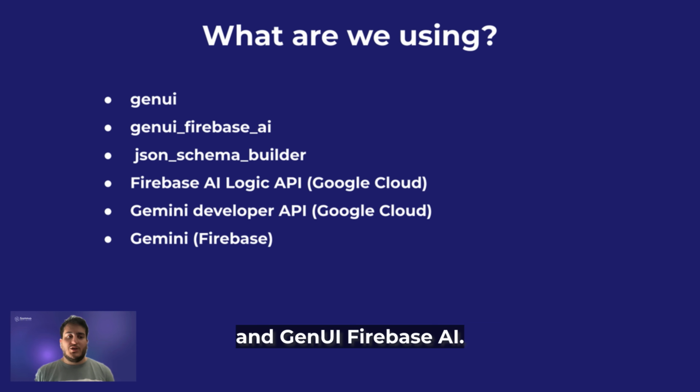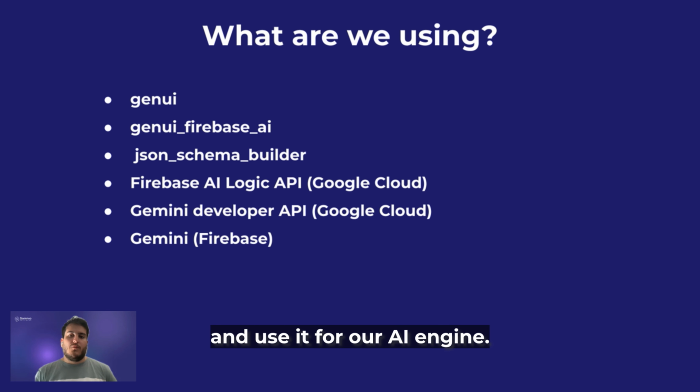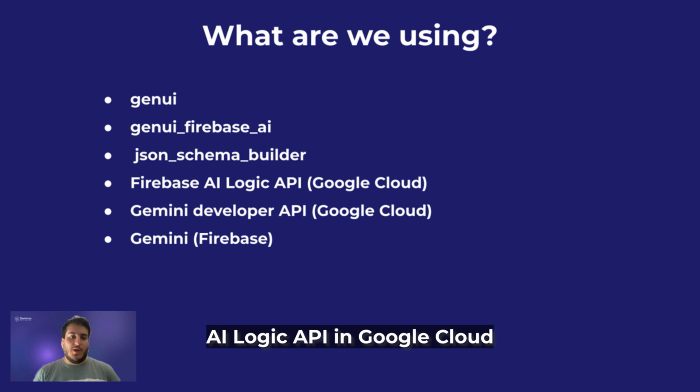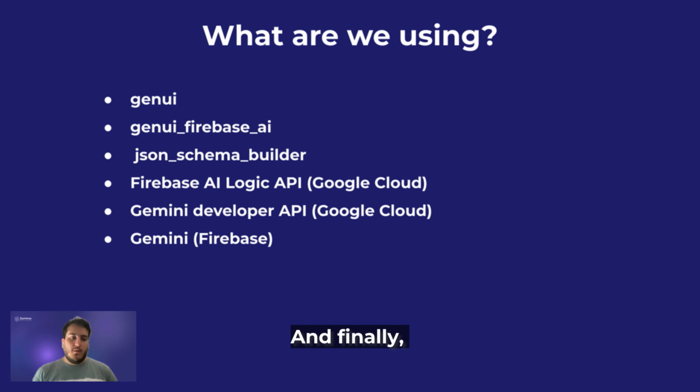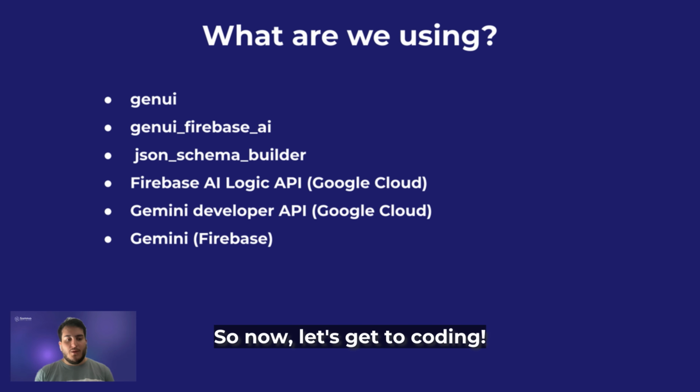So what are we going to be using to make this application? We're going to be using GenUI and GenUI Firebase AI. GenUI Firebase AI is what we are going to be using to connect to Gemini and use it for our AI engine. Then JSON schema builder, we're going to use that to tell our catalog items what we are going to be sending them from the answers from Gemini. I'll get deeper into that later. And then we need to enable Firebase AI Logic API in Google Cloud, and also Gemini Developer API in Google Cloud. And finally, you need to enable Gemini API in Firebase. All right, so now let's get to coding.